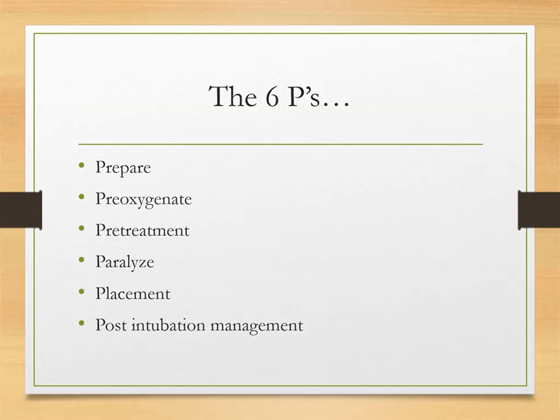So now let's move into the procedure and what are we actually doing. So there's the 6 P's of intubating RSI style, okay? So the first one is prepare. The second one is pre-oxygenate. The third P is pre-treatment. The fourth P is paralyze. The fifth P is placement. And then your 6th P is post-intubation management. So we're going to go through and talk about each one of these in detail because it's essentially the steps of what we're going to be doing.